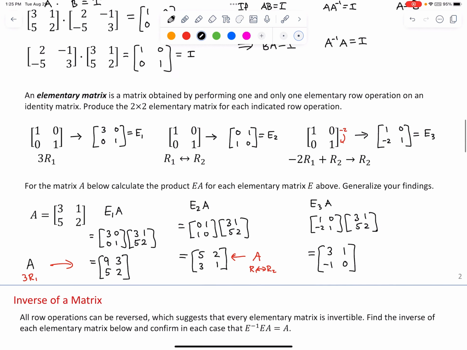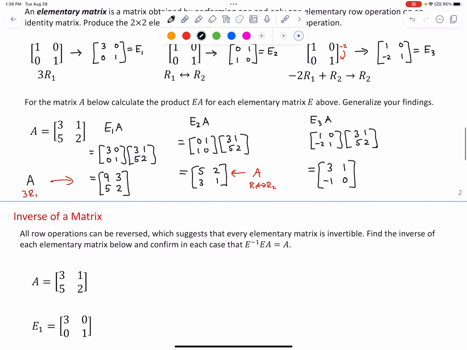So what we're seeing here is that all elementary row operations that you would ever want to perform on a matrix can be accomplished by multiplying that matrix by an appropriate elementary matrix on the left. Right? You got to put the E on the left and then the matrix A on the right. And then that matrix multiplication effectively performs the row operation that's desired. Let's go to the next slide.